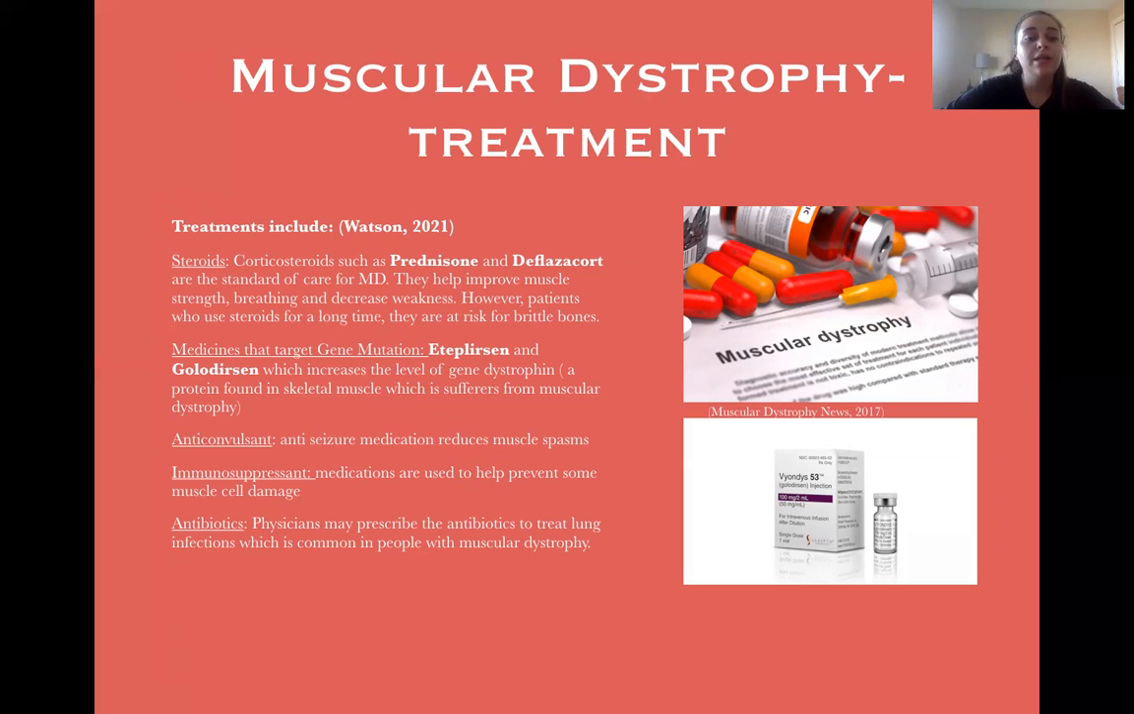They are also on anticonvulsants, which I thought were really interesting. So the anti-seizure medications will also reduce any muscle spasms. And immunosuppressants, so they're on these to help prevent some of the muscle cell damage. And lastly, some antibiotics. So a lot of physicians will prescribe antibiotics to treat any lung infections, which is common in people with muscular dystrophy. So I thought that was really interesting because a lot of them can also contract aspiration pneumonia due to the muscle loss.